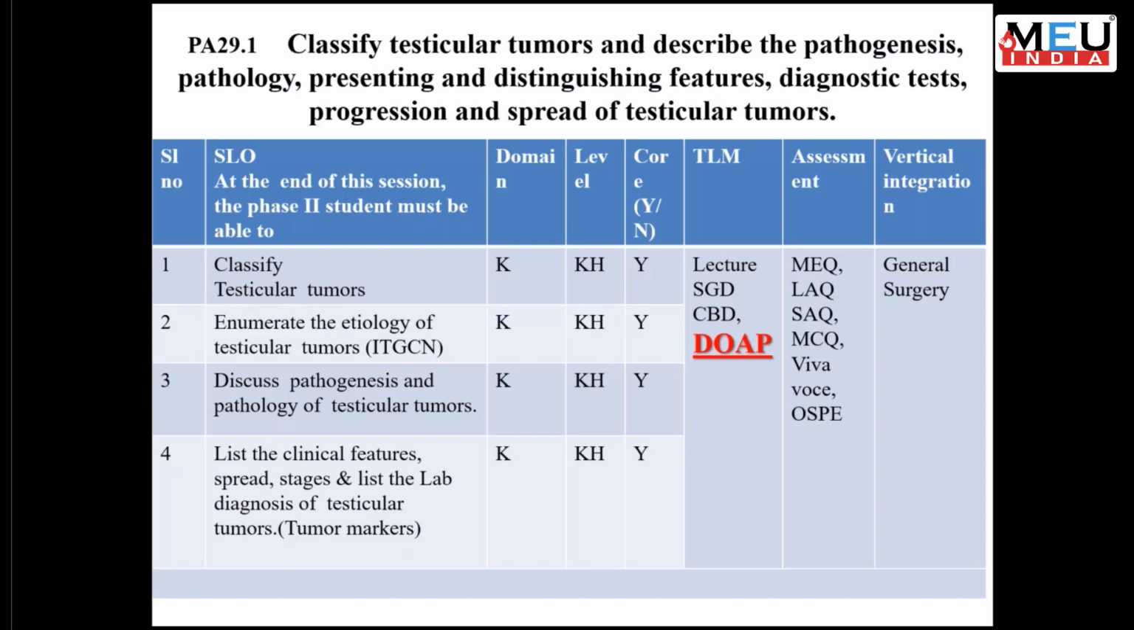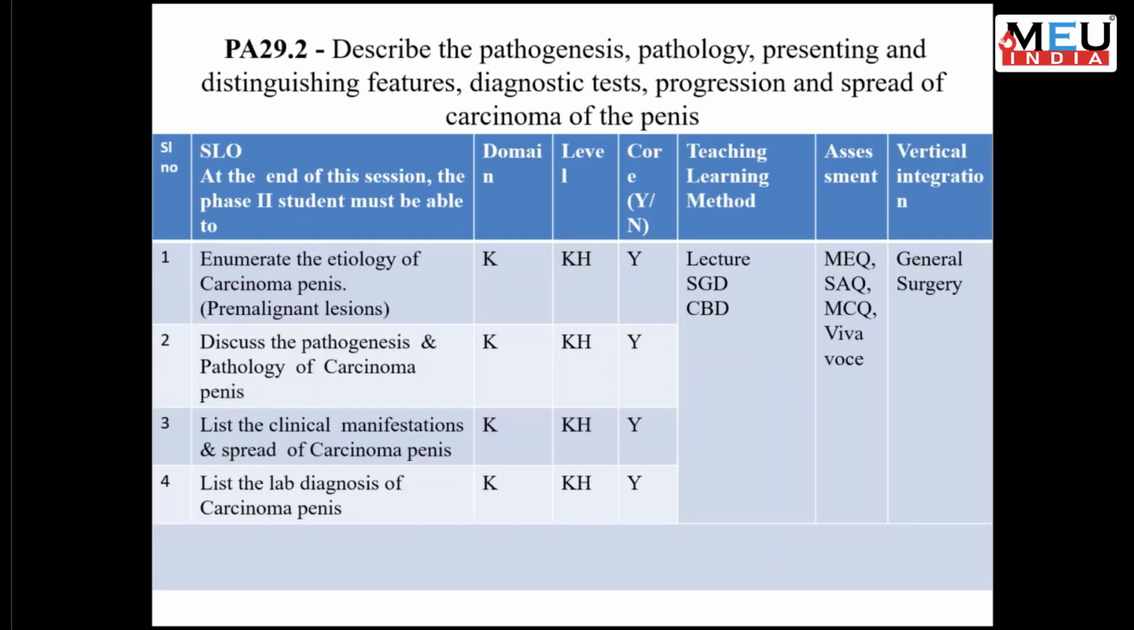Pathology 29.2: describe the pathogenesis, pathology, presenting features, distinguishing features, diagnostic tests, progression and spread of carcinoma of penis. At the end of this session, the second MBBS student must be able to enumerate the etiology of carcinoma of penis, including the pre-malignant lesions.